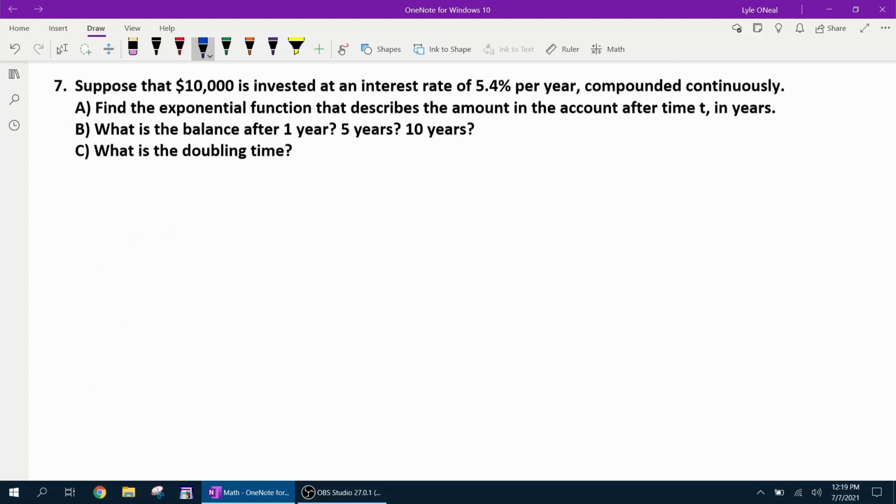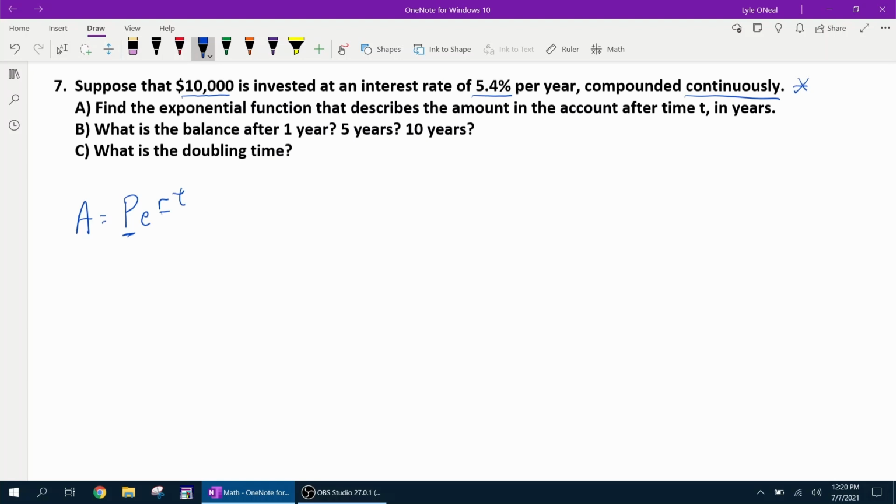All right, first example, problem number 7 from the text. It says, suppose that $10,000 is invested at an interest rate of 5.4% compounded continuously. Now this is important because this tells us which formula we're going to be using. So compounded continuously means we're using the formula A equals P e to the RT. The 10,000 is the principal, the 5.4% is the rate, and part A says find the exponential function that describes the amount in the account after time t.